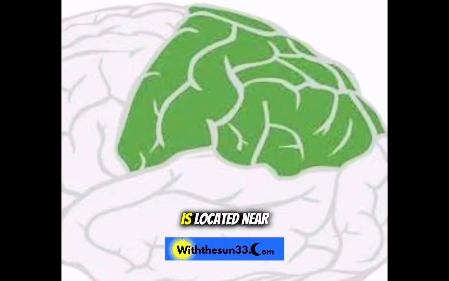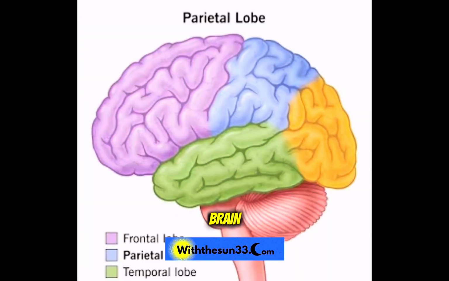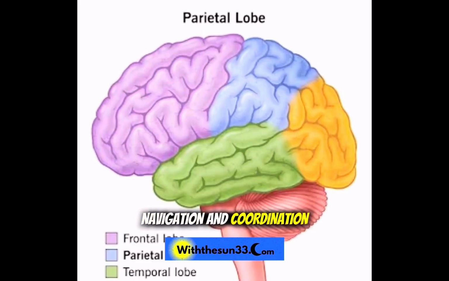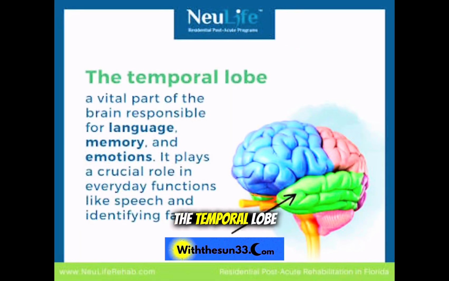The parietal lobe is located near the top and back of the brain. The functions for this part of the brain include processing sensory input, touch, temperature, pressure, pain, spatial awareness, navigation, and coordination between senses and movement. The third portion is known as the temporal lobe, which is located on the sides, near the temples. This is responsible for hearing, processing sounds and language comprehension, Wernicke's area, memory storage, emotional responses.